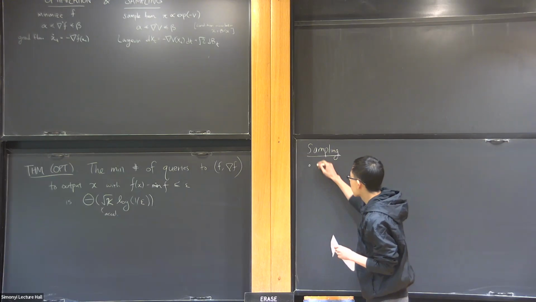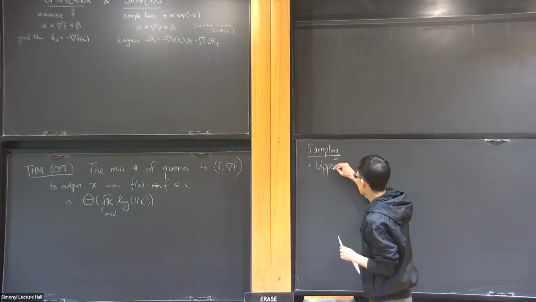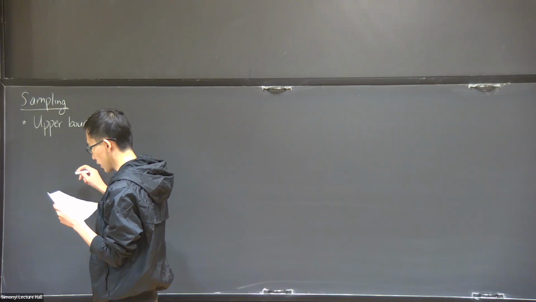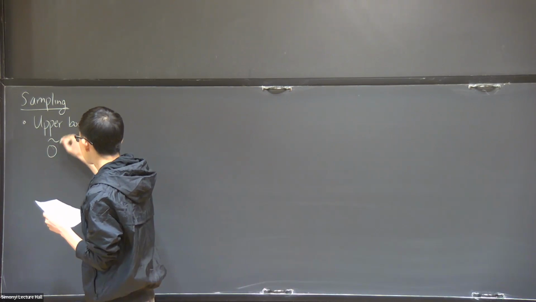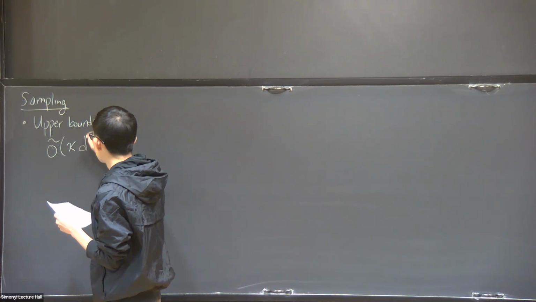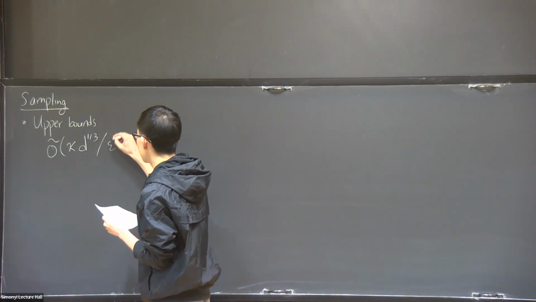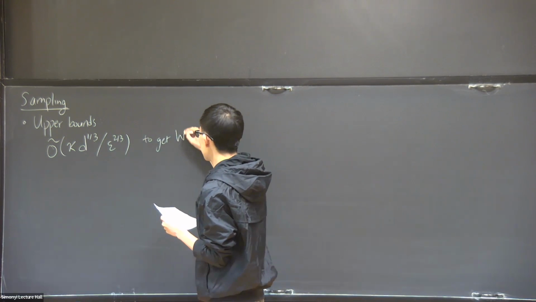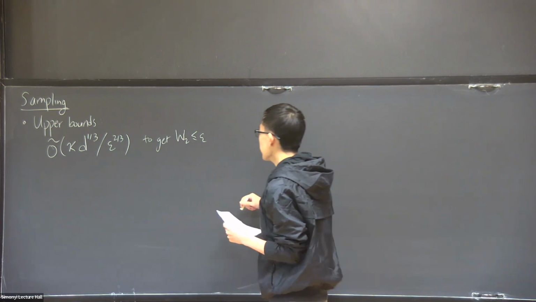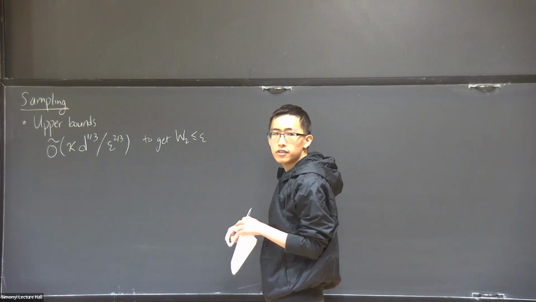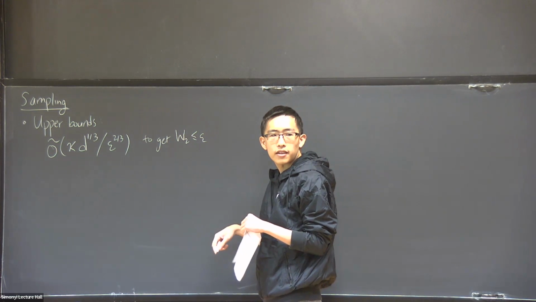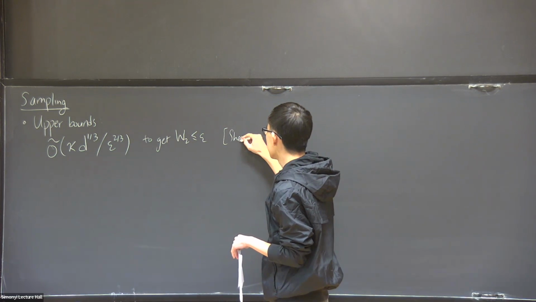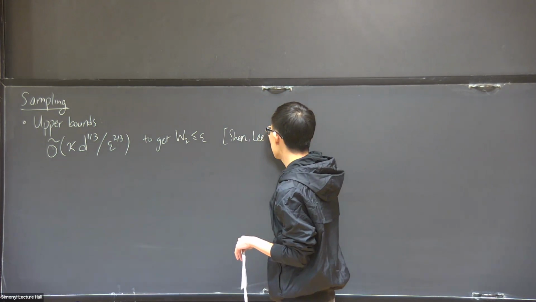For sampling, it's much less understood, but the best upper bounds that we know so far are that the complexity scales as kappa times d to the 1/3 over epsilon to the 2/3 to get Wasserstein distance less than epsilon. Here d is the dimension. This was work by Ruoqi Shen at UW and Yin Tat Lee.